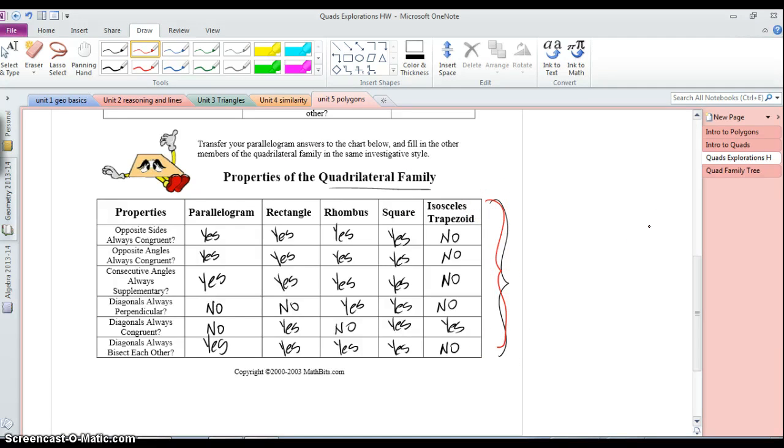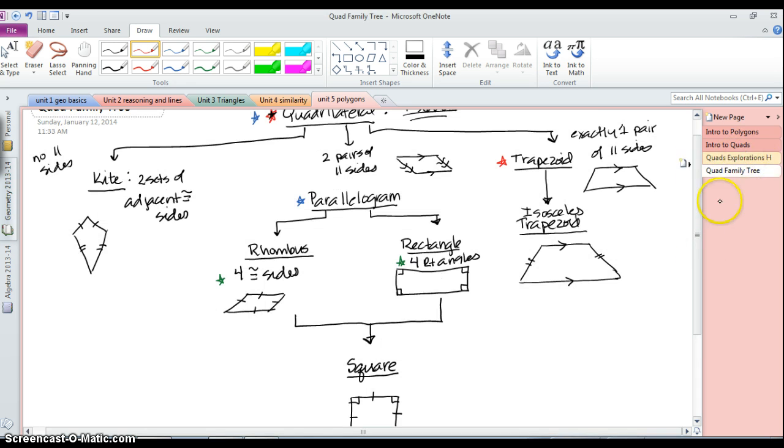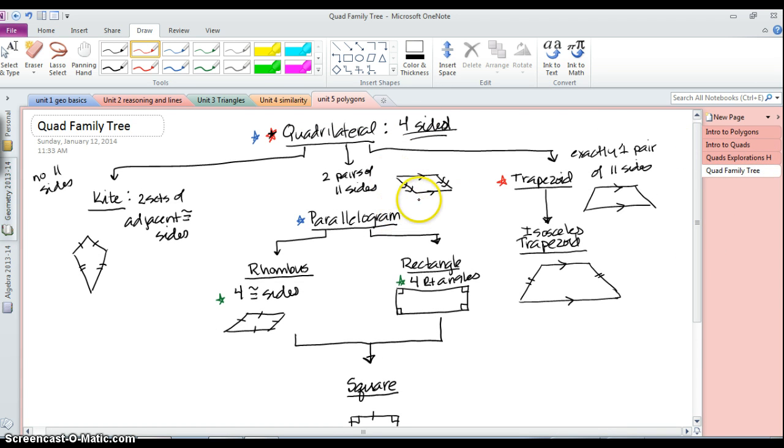But remember, if you understand how the quad family tree works, you don't have to rewrite and rewrite. For instance, in a parallelogram, opposite sides are always congruent. We said yes. So going back to the quad family tree, we can write in, for the parallelogram, opposite sides congruent. And then I don't have to write that for the rhombus or the rectangle or the square, because if you understand how a family tree works, you know that the rhombus, the rectangle, and the square are going to have the same characteristics as the parallelogram. So I only need to write that for parallelogram.